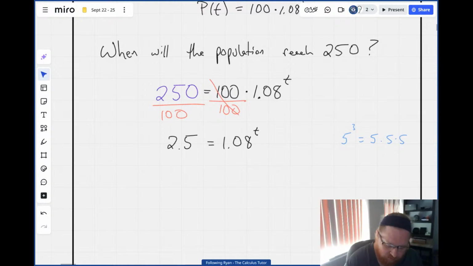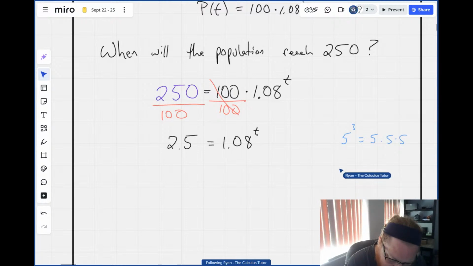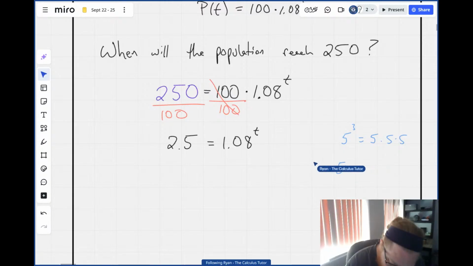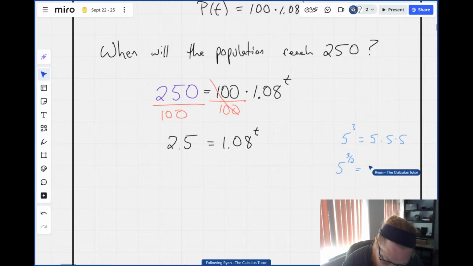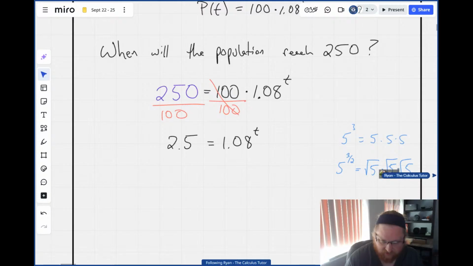So, if you had a number like, actually we dealt with this earlier, a number like 5^(3/2), what that actually means is the square root of 5, because that's the 5 to the 1/2 part. That's what the 2 in the denominator does. And then the 3 tells us to multiply that 3 times. Root 5 times root 5. So that's what that would look like, right?